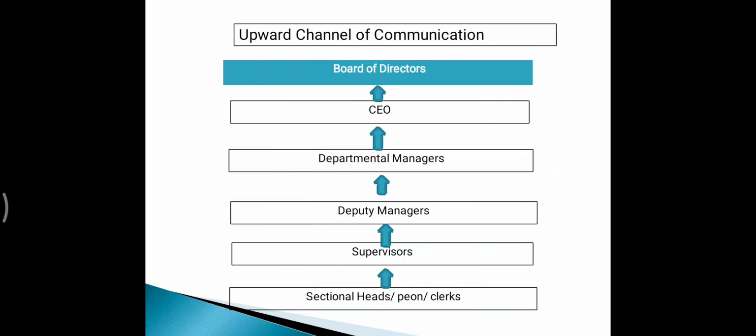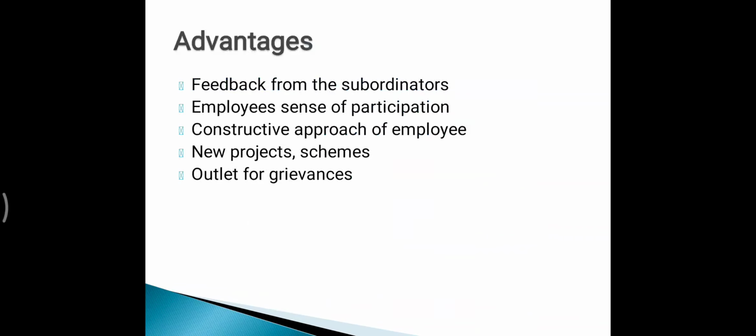Upward communication is, as you can see in the background, the communication that is moving upward. It's so simple. The communication that is transmitted by the juniors to the seniors or by the subordinates to the superiors in a hierarchy based organization is called upward communication.